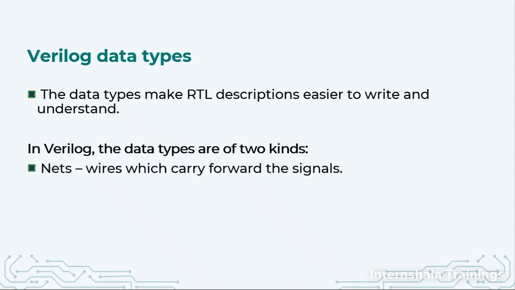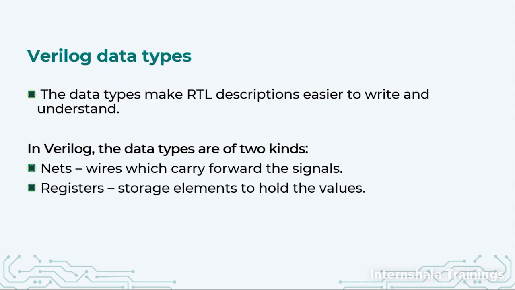The first one is nets. Nets are basically wires. Wires are used to carry forward a signal from one point to another point. This is what we use wires for in the real world also. We have maybe a voltage or current and that is carried from one point to another point.